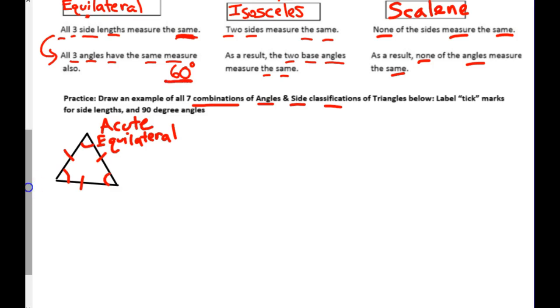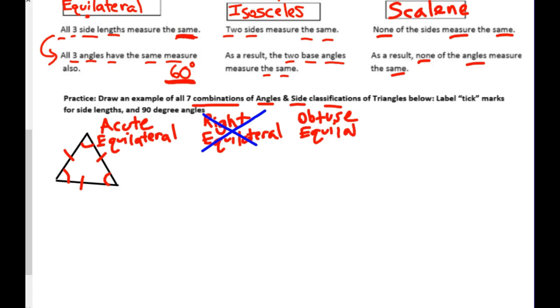If equilateral means every angle is always going to be 60, can you have a right triangle and only 60 degrees? Okay? So if you were to write down right equilateral, we are going to definitely cross that out. It's impossible. Can't do it. Another one, combination, obtuse and equilateral. Again, equilateral has all congruent angles that are 60 degrees. You cannot make an obtuse equilateral triangle. So we're eliminating what's impossible here.